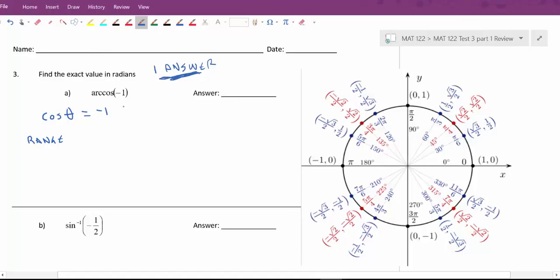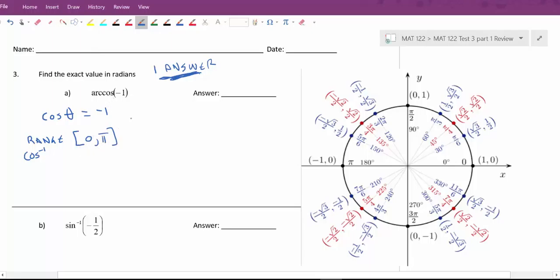A lot of times students will give two answers to these problems, and there isn't two answers, there's only one. And the reason for that is because of the range. So the range of an inverse cosine is 0 to pi. So your answer has to be in that range.